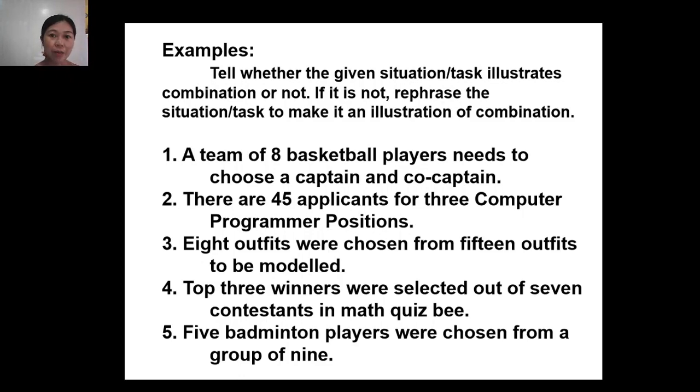Now, what about number 2? For number 2, the given situation is this. There are 45 applicants for 3 computer programmer positions. I repeat, there are 45 applicants for 3 computer programmer positions. For number 2, the situation illustrates combination. Why? Again, number 2 is a combination. It is because you are just going to select 3 computer programmer positions from the applicants. So, the order is not important.